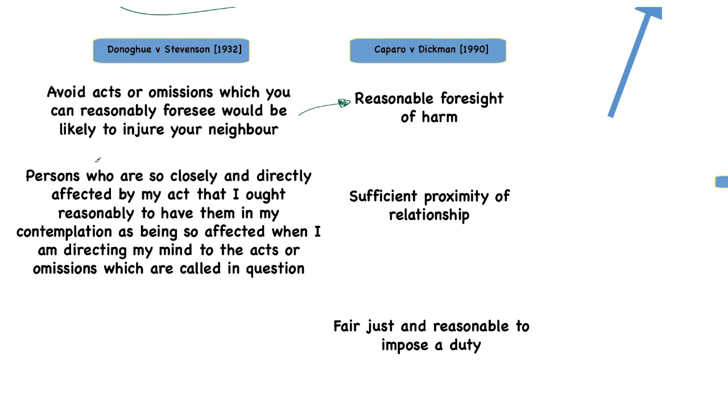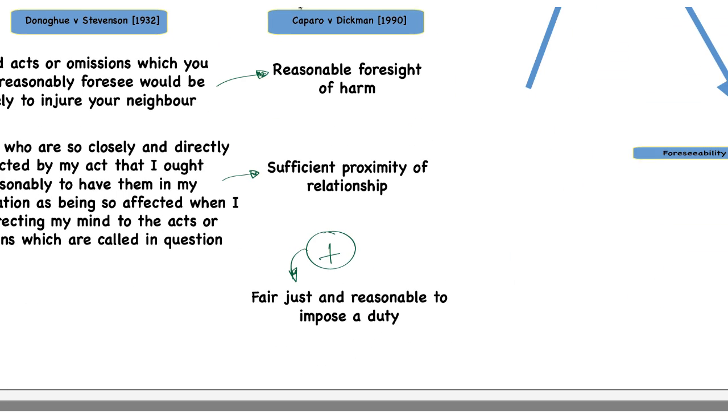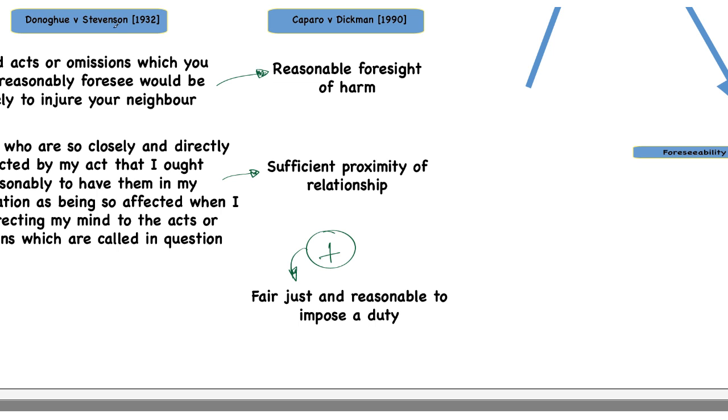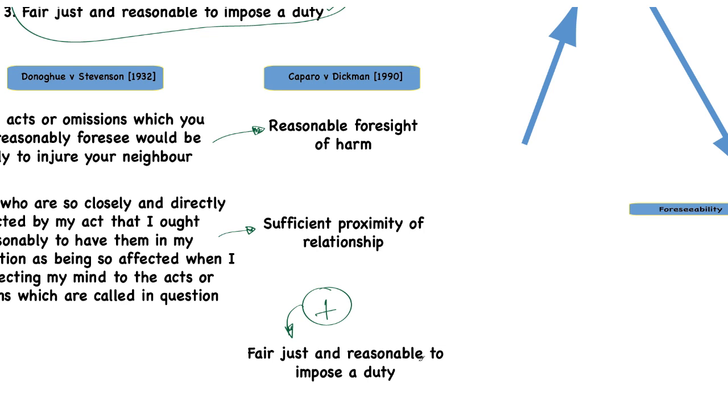In Donoghue versus Stevenson, Atkin goes on to say, who then is my neighbour? Well, they're persons who are so closely and directly affected by my act, so on and so forth. Those people now become those people with sufficient proximity of relationship. And what we've added, this is new, Caparo adds, is it fair, just and reasonable to impose that duty? All right, reasonable foresight, sufficient proximity, fair, just and reasonable. So Caparo is different from Donoghue and Stevenson because it adds this idea of fair, just and reasonableness to impose a duty.